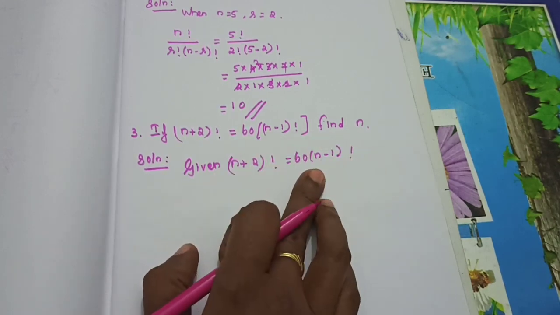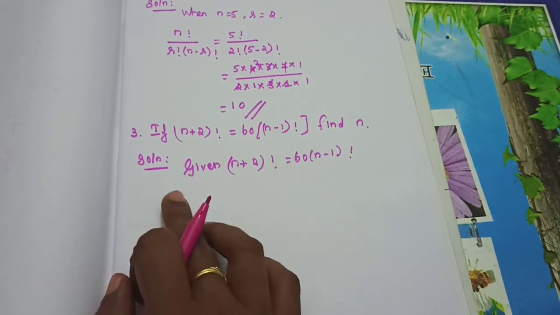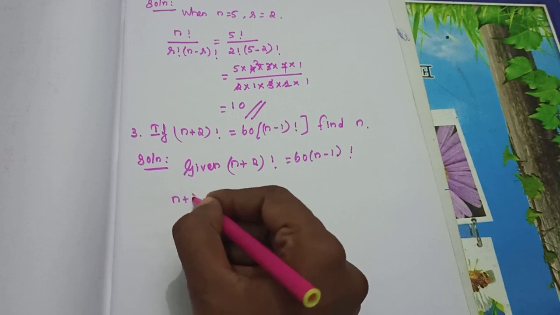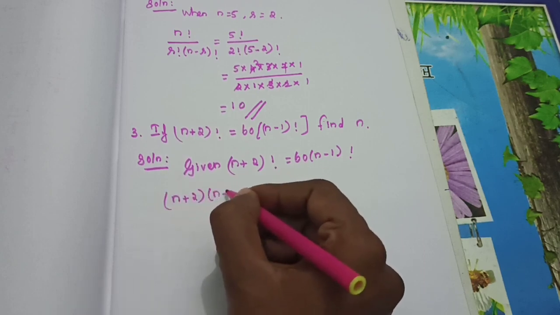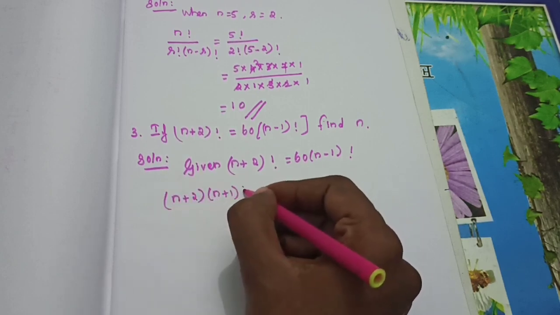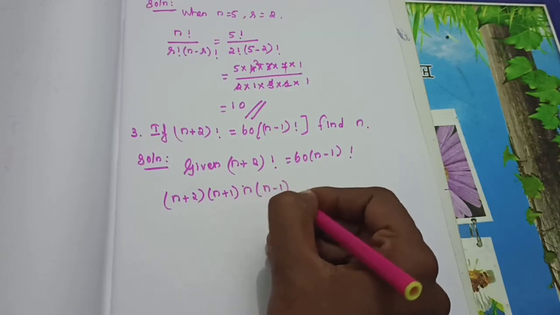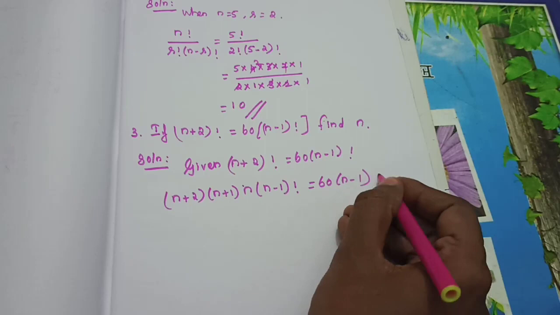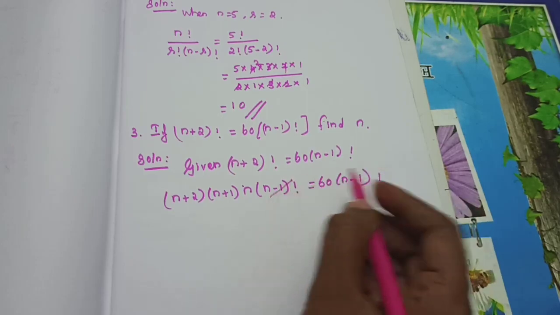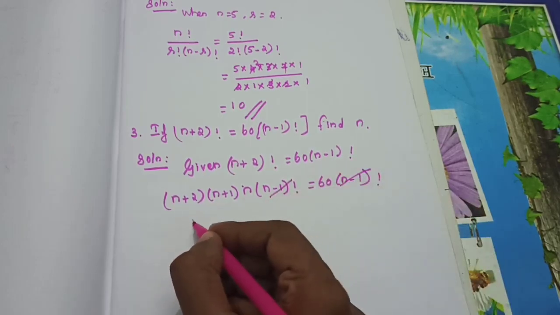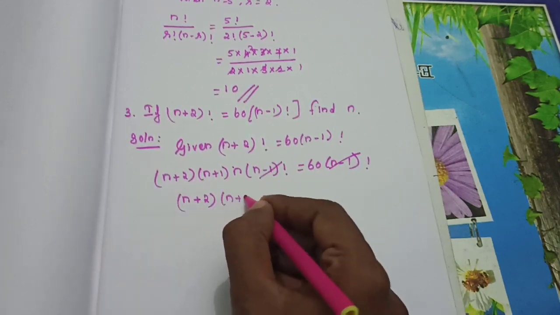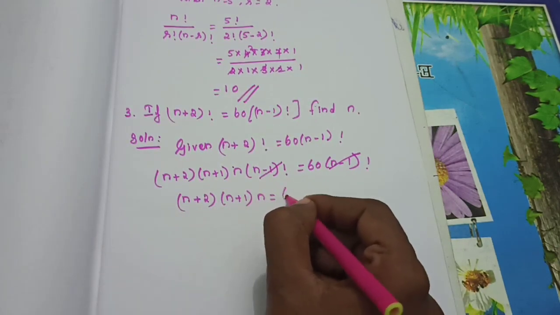Here (n-1)! is there. So up to (n-1)! we are going to write. So how will you change? (n+2)(n+1)(n-1)! = 60(n-1)!. So this term and this term get cancelled. So what's the balance? (n+2)(n+1)n = 60.